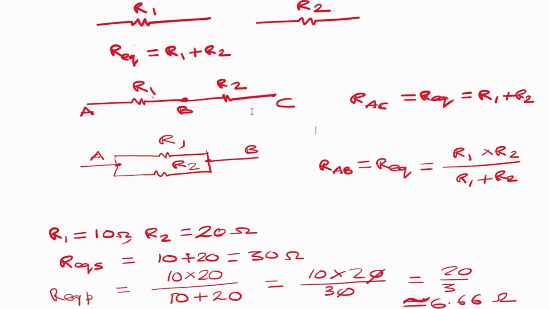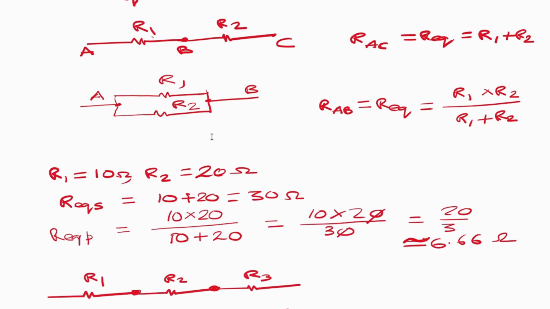Now let us discuss the parallel connection. What is the parallel connection? This is the R1 value and this is the R2 value. These two resistors are connected and joined together. This terminal is known as A and this terminal is known as B. This is the R1 resistance and this is the R2 resistance.